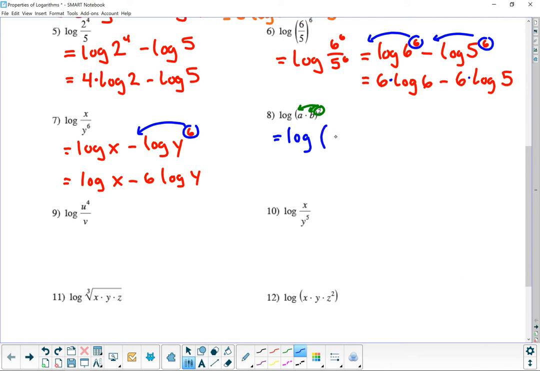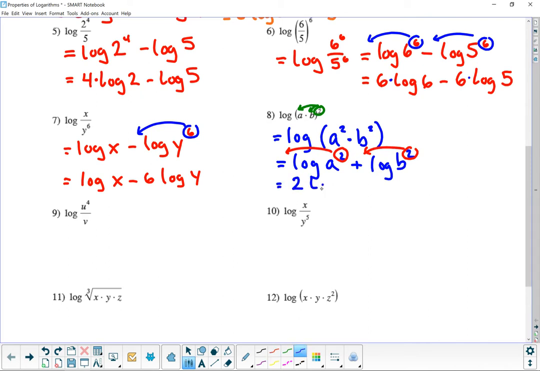So this is going to end up being log a 2nd power, b 2nd power. Right? Which now is going to be a product rule, and we're going to get log a 2nd power plus log b 2nd power. And then I'm going to use the power rule and bring each of these exponents to the front to expand them. So we will have 2 times log a plus 2 times log b.